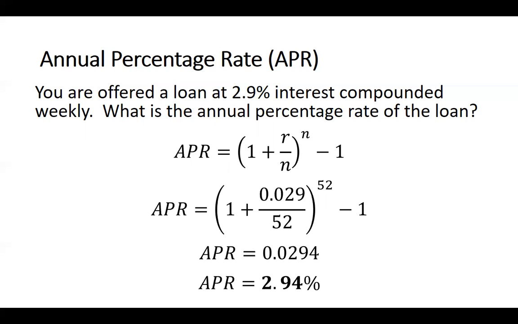So you can see that even though you were offered a loan at 2.9%, your effective interest rate is actually 2.94%. Now, where this becomes important is you may be offered a loan by one place that gives you 2.9% interest compounded weekly. You may be offered a loan at another place that gives you 2.91%. So it's a higher interest rate, but compounded annually. And that may be a lower value in the end, even though it's a higher interest rate.